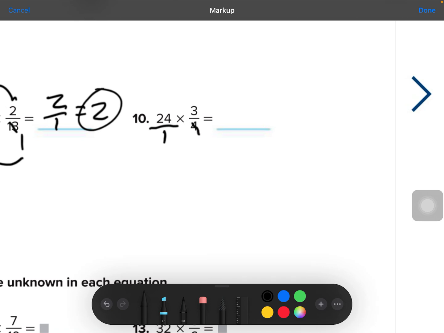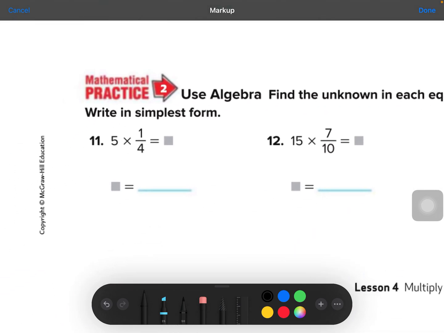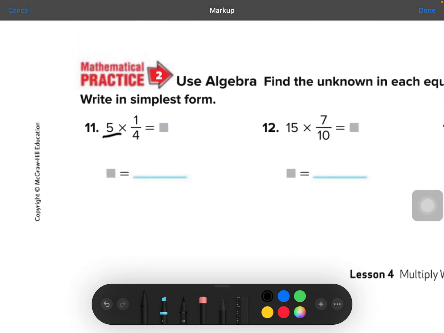Let's see. We have 4. Ooh, we can simplify here too. 4 will go into 4 once. 4 will go into 24 6 times. 6 times 3 is 18 over 1, and that just means it's a whole number of 18. I like those.